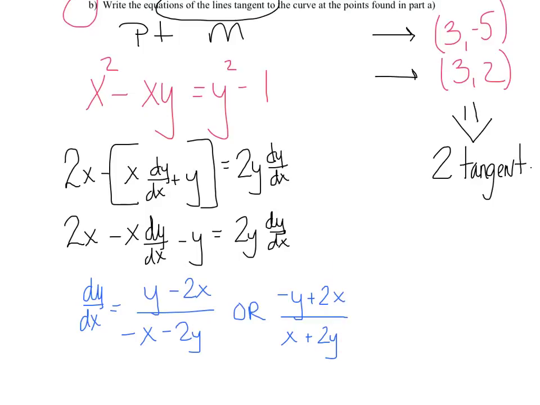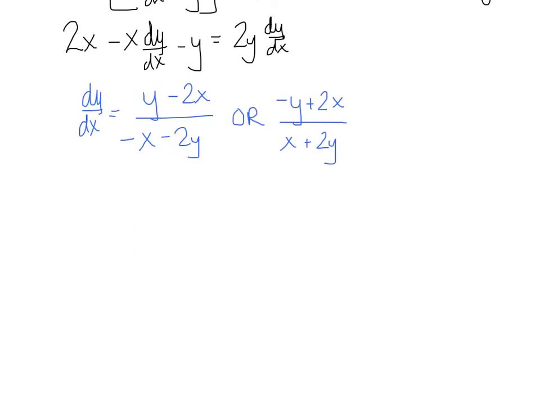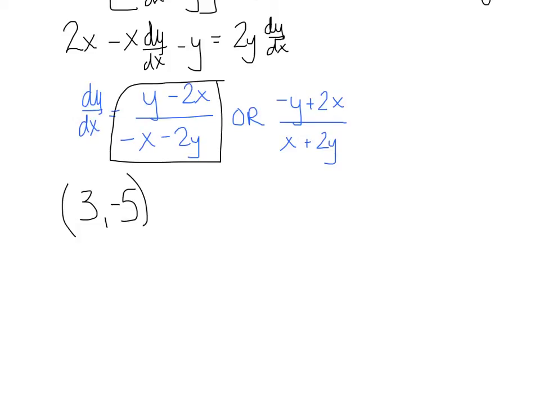Okay, at this point, I need to use that slope and I need to use the 2 points I found. And for my first point, which we said was (3, negative 5), I just need the slope at this point. So I'm going to take my slope formula and I'm going to plug in the 3 and the negative 5.